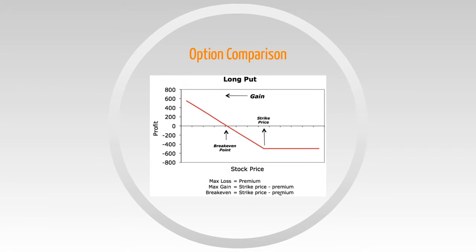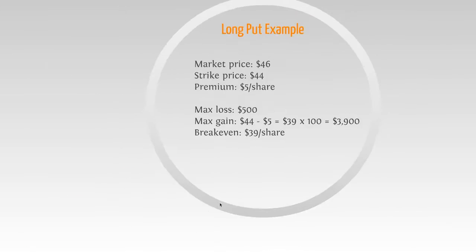We can see in just a moment how the calculations for this work very similarly. We have the strike price, instead of plus the premium, since the gains are going to the left instead of to the right. So we're going to minus the premium to figure our break-even and our gains. And we can see the math here.